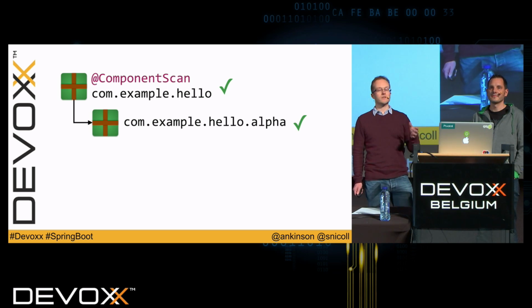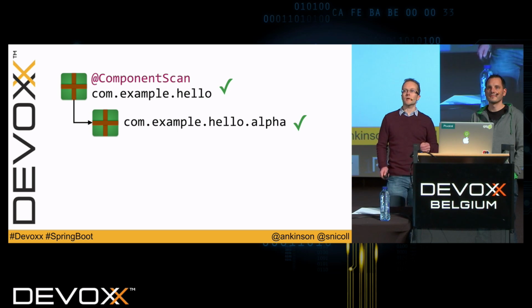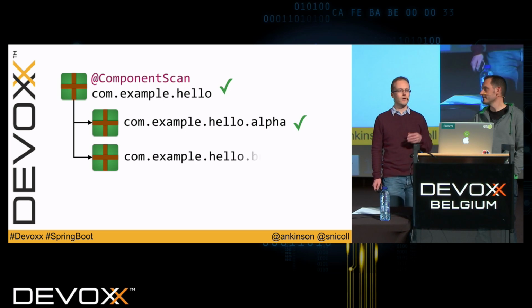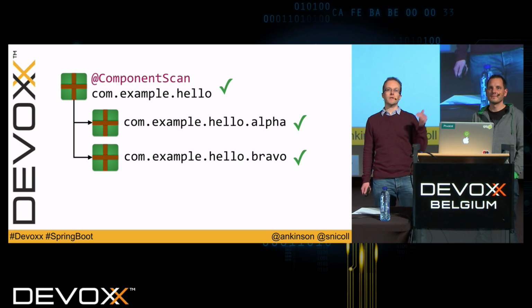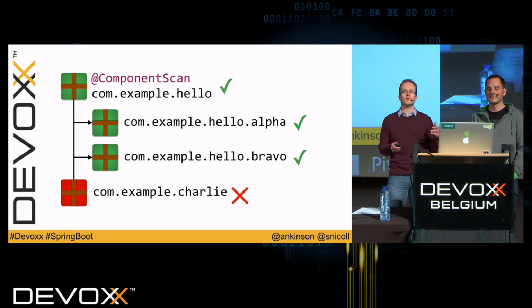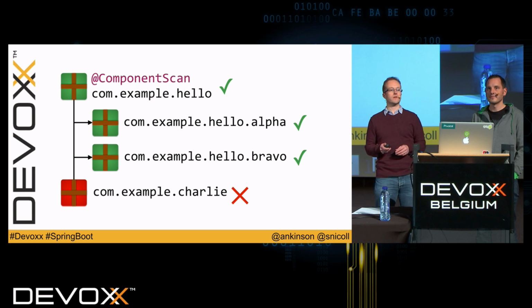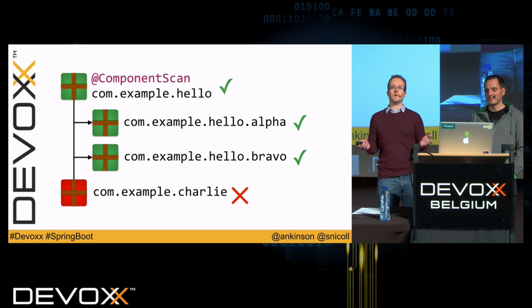Similarly, if you nest packages beneath that, then their contents will also be picked up. Any components that are in a sub-package of com.example.hello, so com.example.hello.alpha or hello.bravo, nested packages beneath the hello package, will be found by component scanning. What won't be found is anything that's a sibling, if you like, that isn't nested beneath com.example.hello. So here, com.example.charlie is not going to be found.